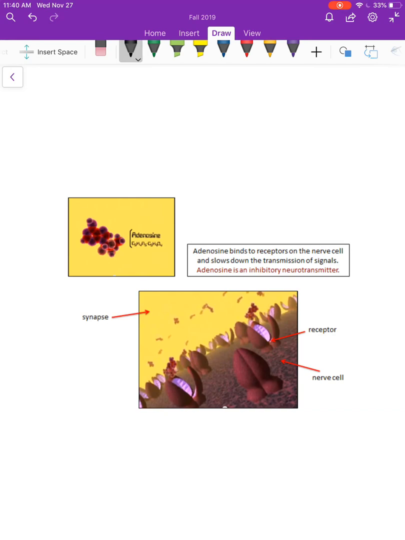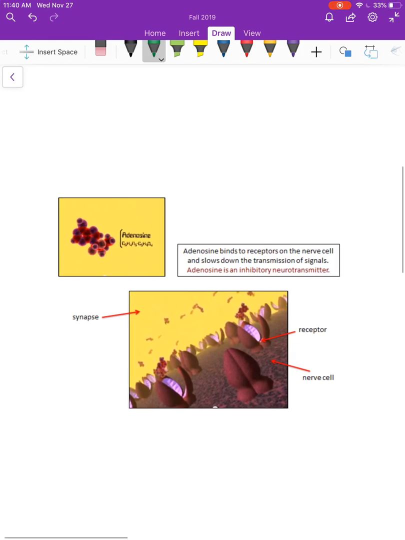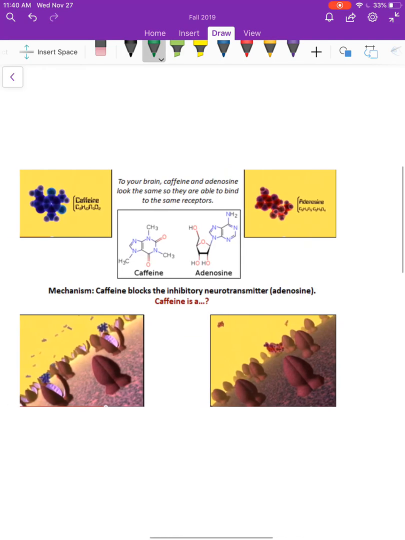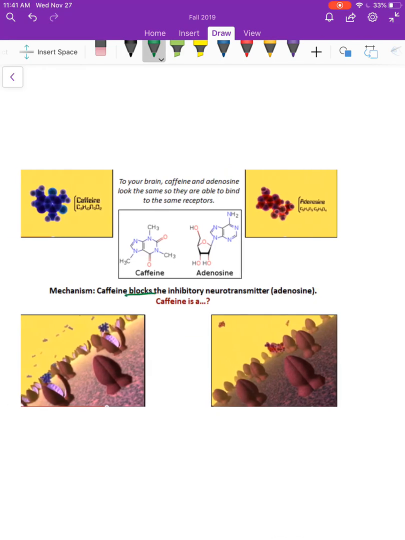So adenosine binds to receptors in your brain and basically makes you sleepy. So this is what happens when you become sleepy. It basically tells you to go to sleep. But caffeine blocks the inhibitory neurotransmitter. Because adenosine makes you sleepy, it's considered an inhibitory neurotransmitter because it's starting to shut down your body functions, get ready to go to sleep, right? So caffeine is blocking this.